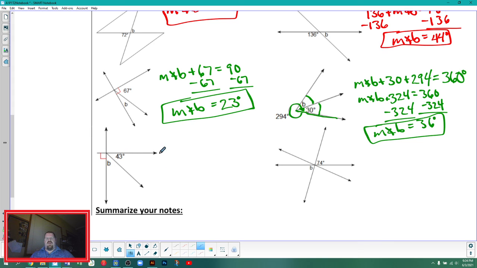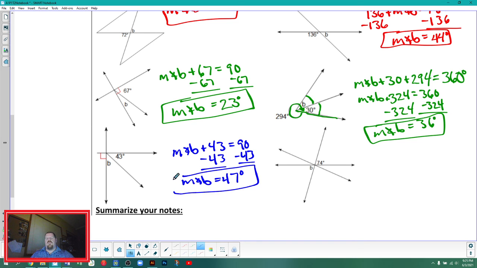These two, they're complementary. They add up to 90 degrees. So the measure of angle B plus 43 is equal to 90. Subtract 43 from both sides. Measure of angle B is equal to 47 degrees. And for the last one, angle B and 74 are vertical angles. That means they're equal. So the measure of angle B equals 74 degrees.